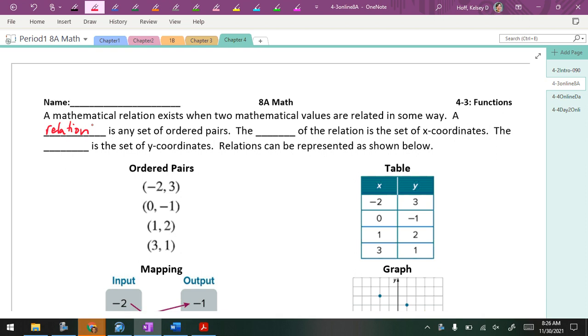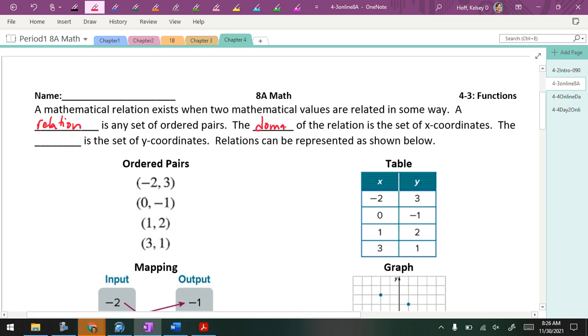What is the set of x coordinates? What did we learn yesterday? What's another name for the set of x coordinates? The domain of the relation is your x coordinates, and the y coordinates are called the range. Relation.